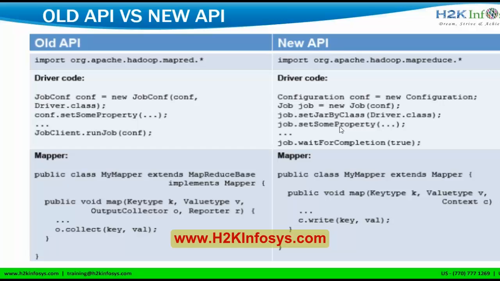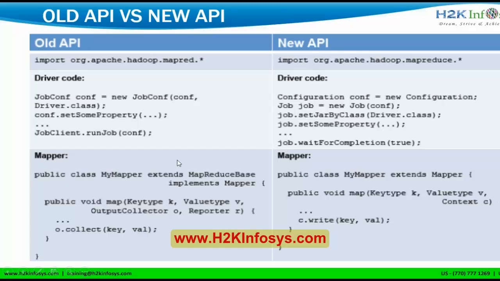And coming to the job client, here the control is taken care of by the job itself, whereas in the old API, the job control is performed by the job client. So in the new API, I am using a new class called the Job class. That class itself is going to take care of all that functionality of taking the controls and pulling the data or information, whatever is needed, once the client submits the job.